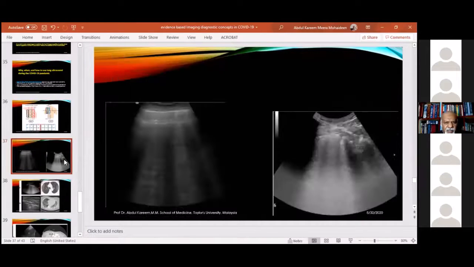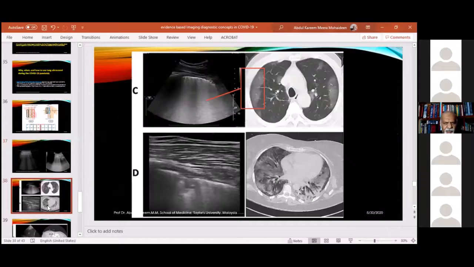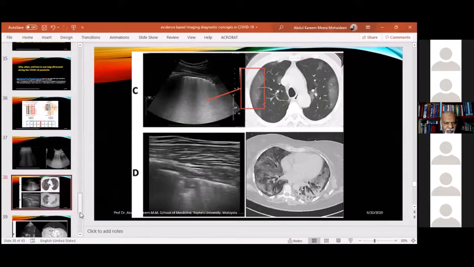And whether the ultrasound is useful, yes. In the ultrasound also you can demonstrate these findings, and you can demonstrate the pleural line and also the opacities in the lung. So you can see here also the opacity in the ultrasound.